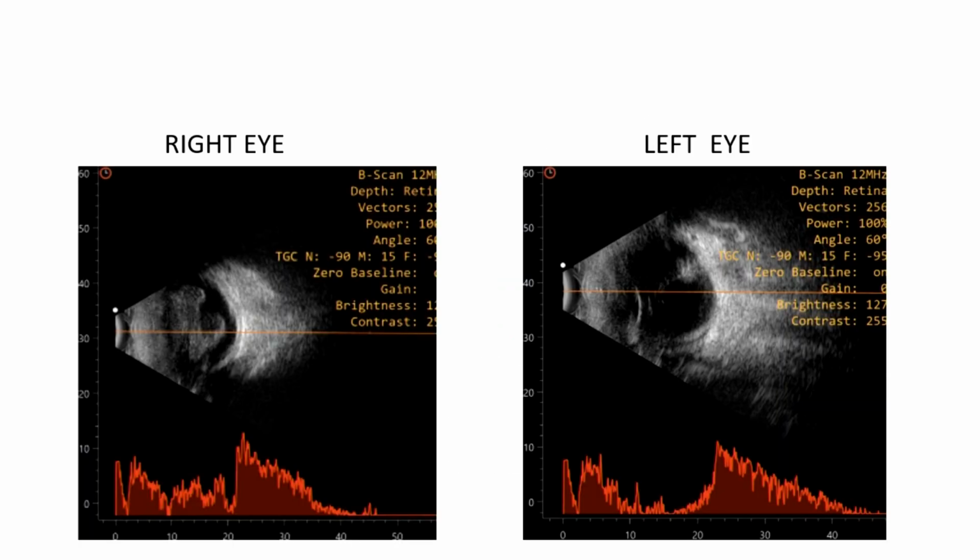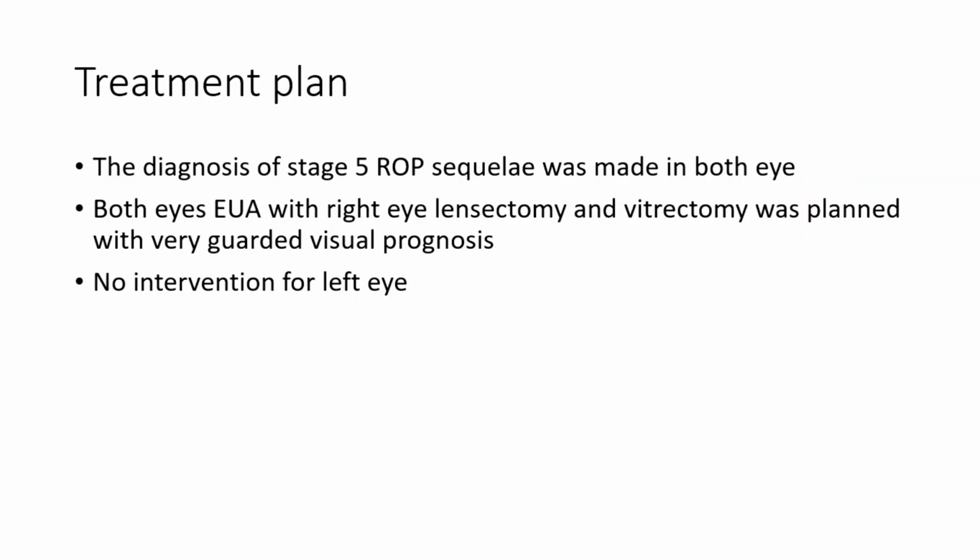The ultrasound in the right eye showed posterior closed funnel RD with the deep troughs were seen. And in the left eye, variable reflective membranous echo was seen, extending from the ONH to the nasal posterior capsule of the lens. So the patient was diagnosed as a stage 5 ROP sequelae, and both eyes EUA with right eye lensectomy and vitrectomy was planned with very guarded visual prognosis. And for the left eye, no intervention was planned.